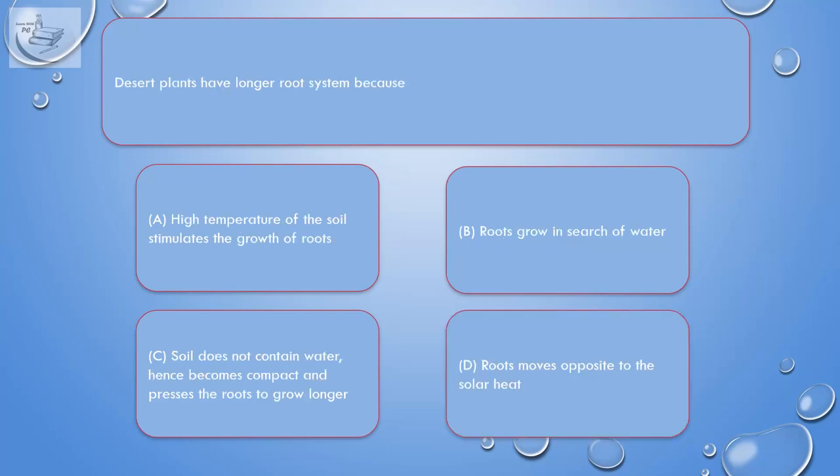Question: desert plants have longer root system because A. high temperature of the soil stimulates the growth of roots. B. Roots grow in search of water. C. Soil does not contain water, hence becomes compact and presses the roots to grow longer. D. Roots move opposite to the solar heat. Correct answer is B. Roots grow in search of water.